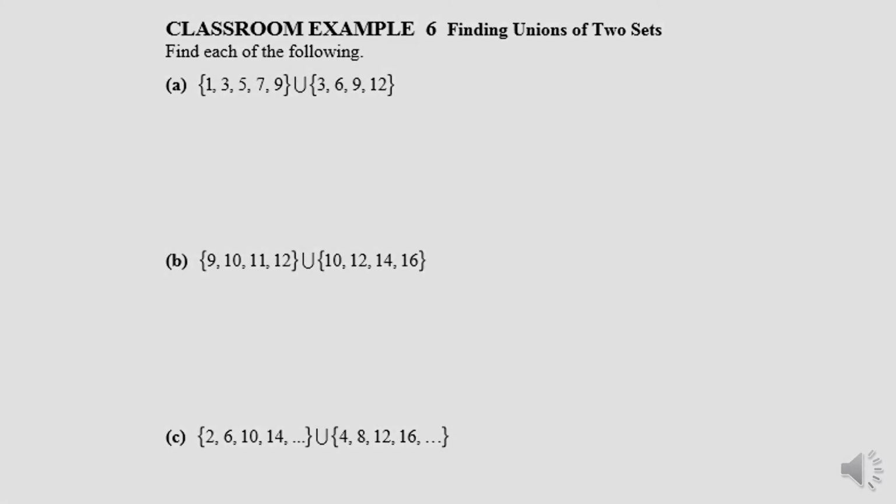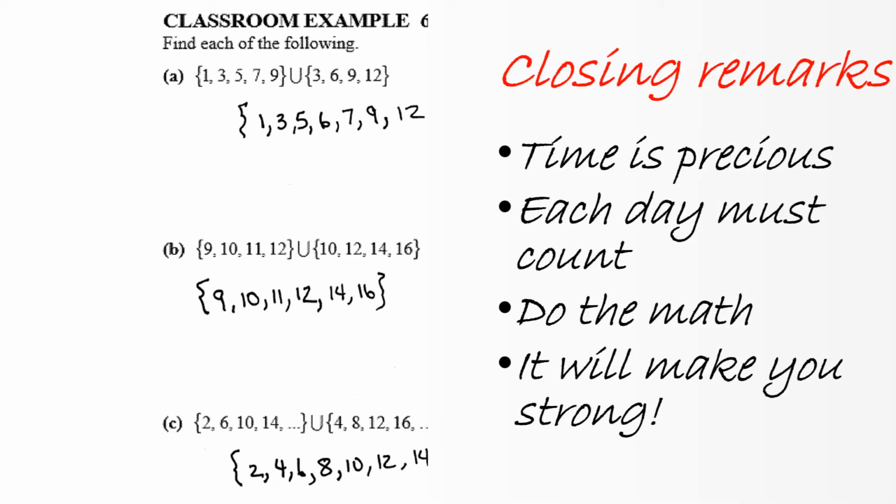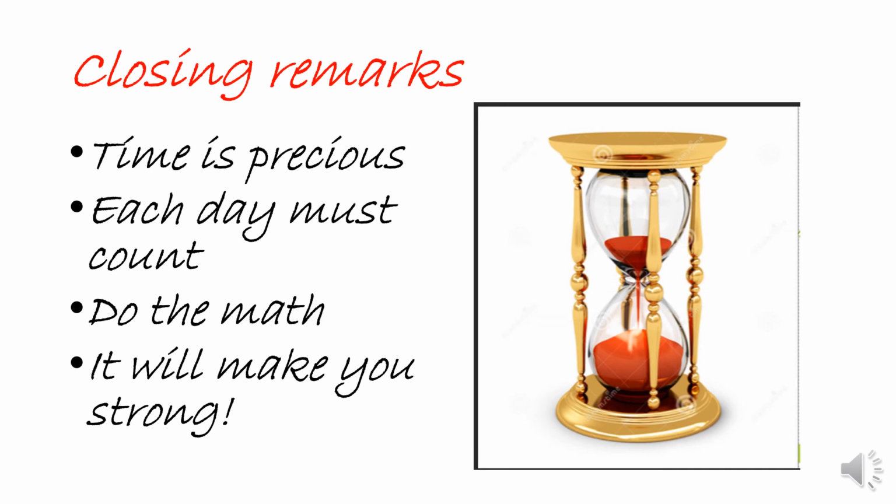Here we find the union of 2 sets, everything that's in one set, everything that's in the other set, and everything that's in both sets, and list them together. You want to notice that this can be finite or it can be infinite, and we don't have to list any element twice.